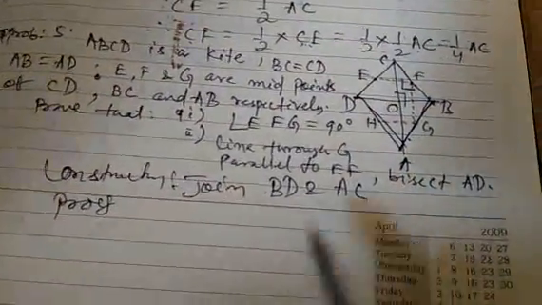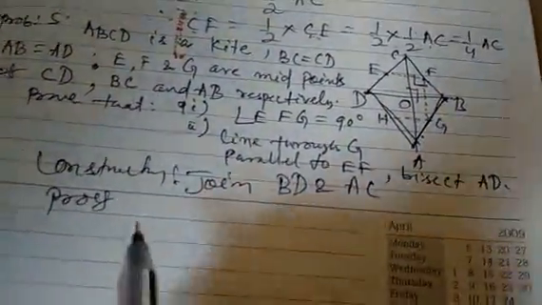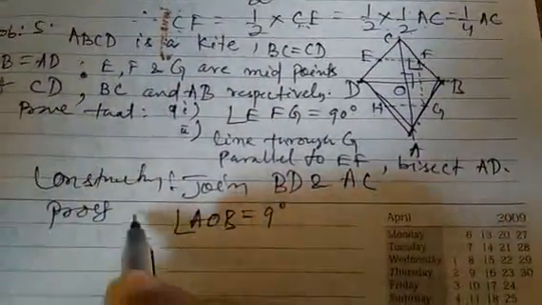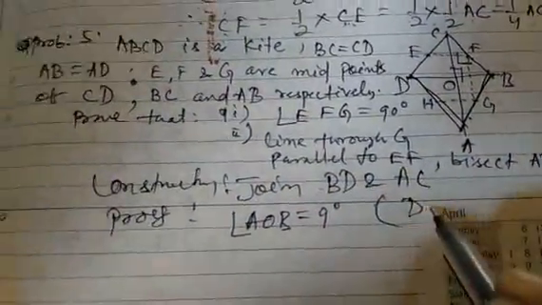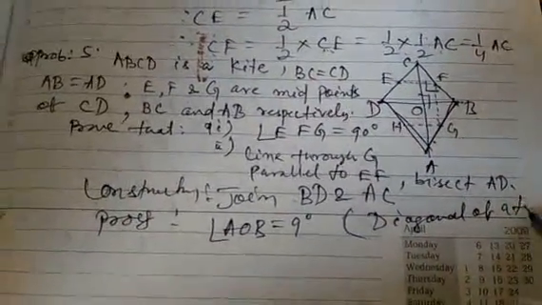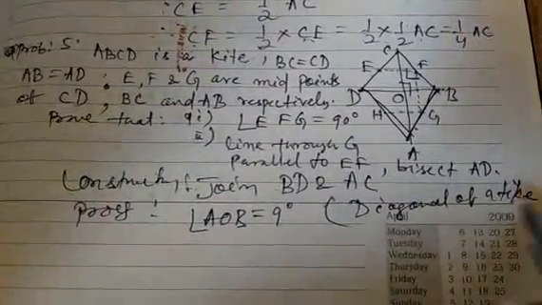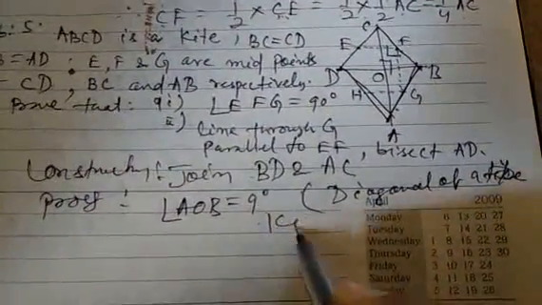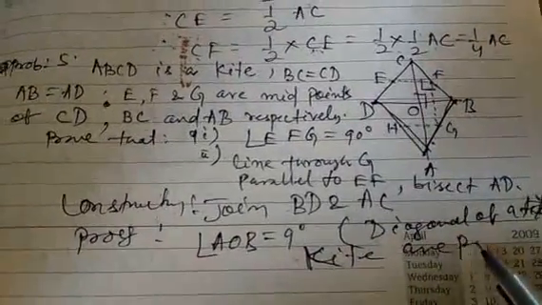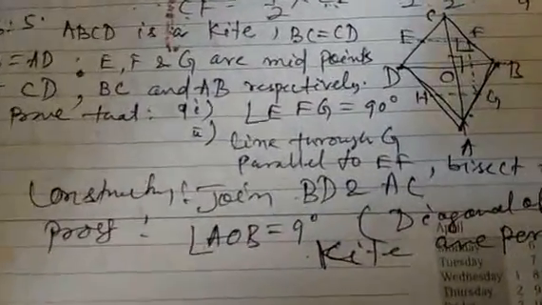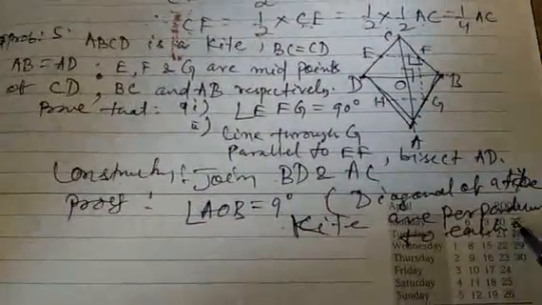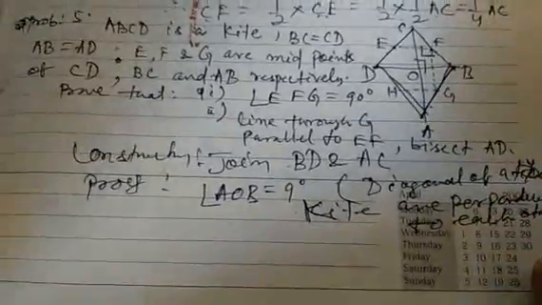be 90 degree. We can prove now angle AOB is equal to 90 degree. Why? Because diagonals of a kite are perpendicular to each other. However, it also bisects one side but not both.